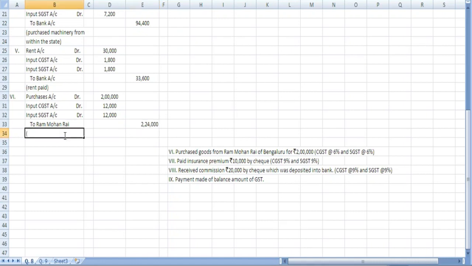Narration: goods purchased within the state.